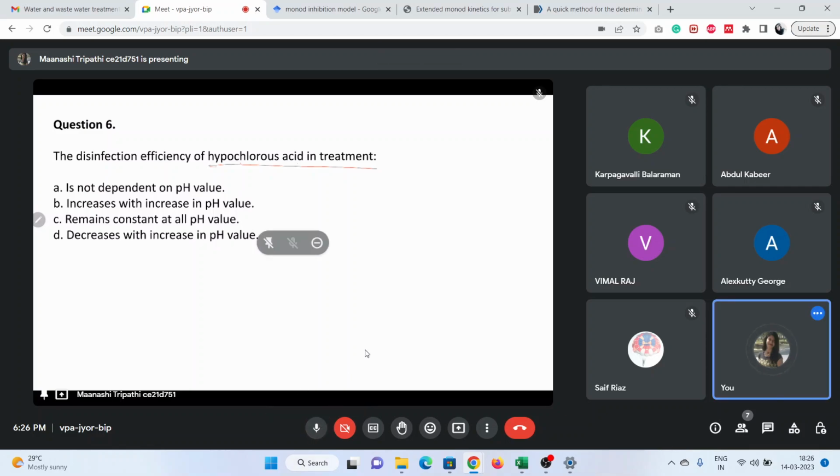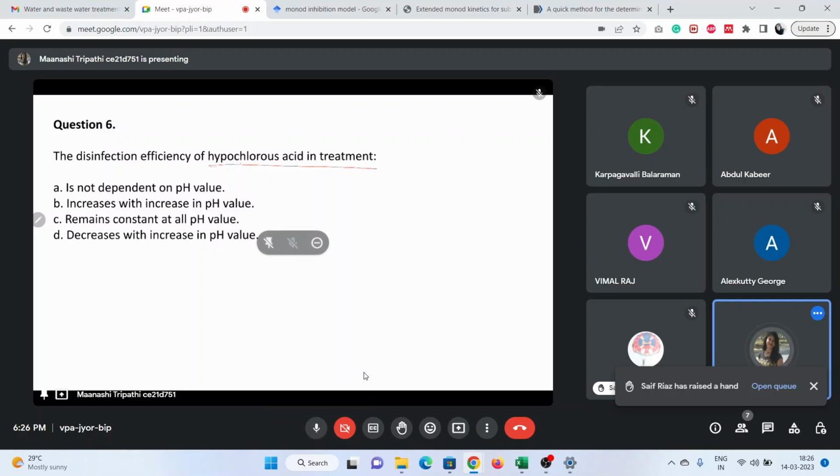Yes, Saf, you want to say something? Okay, I think it was by mistake. Yes, Saf, say. Your hand is raised. You can write in the chat box also.